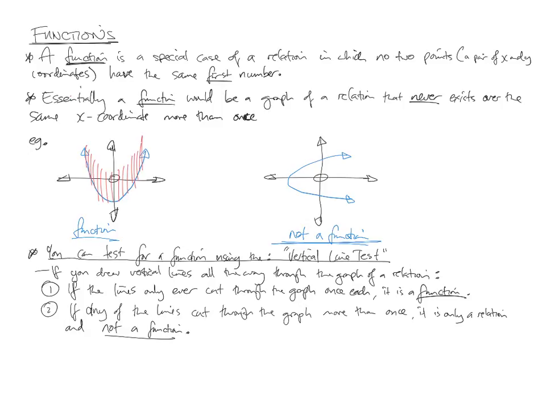If I was, however, to draw vertical lines through this right side graph all the way through, you'll see that they're crossing the graph twice. That's more than once, so it's only a relation, not a function. This is just a relation instead.